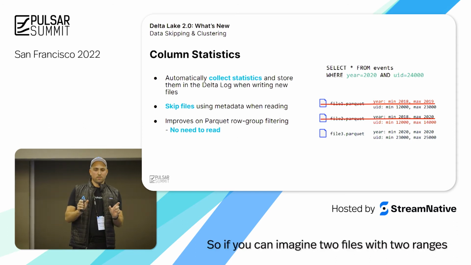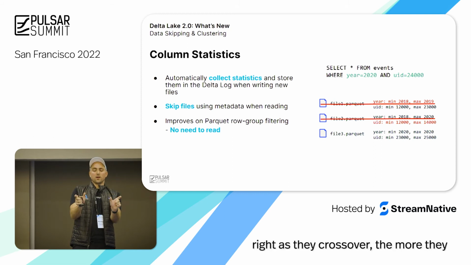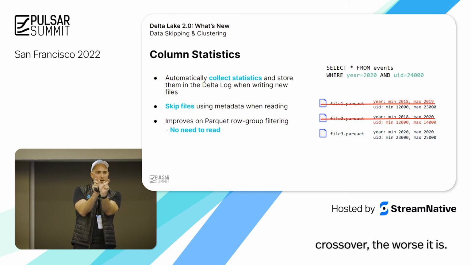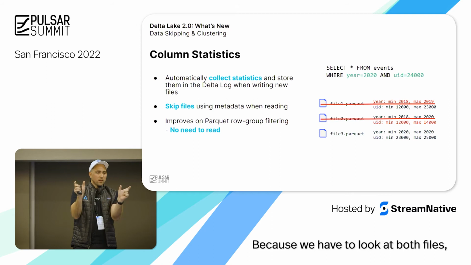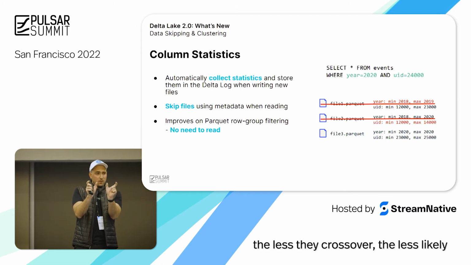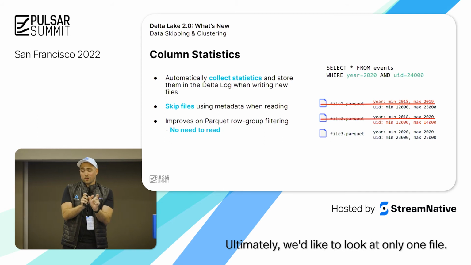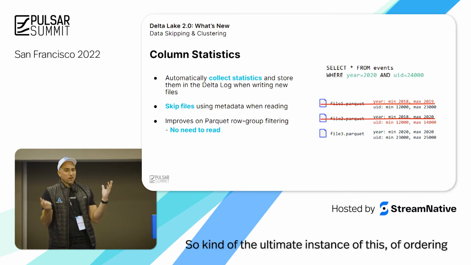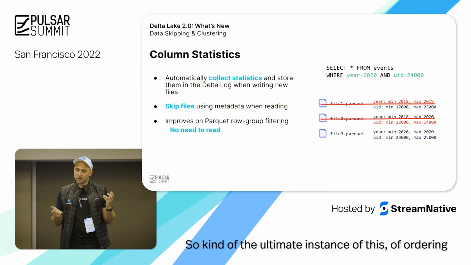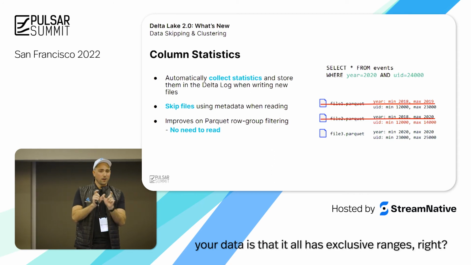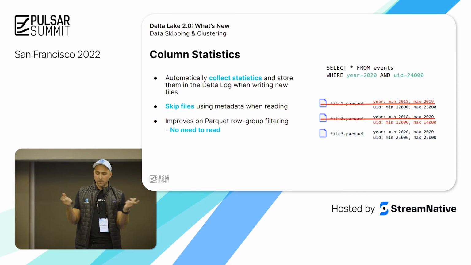So if you can imagine 2 files with 2 ranges of the values that it holds, right? As they cross over, the more they cross over, the worse it is, because we have to look at both files. The less they cross over, the less likely that we have to look at both files. Ultimately, we'd like to look at only 1 file. So kind of the ultimate instance of this, of ordering your data, is that it all has exclusive ranges, right?